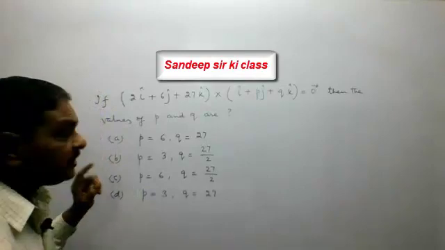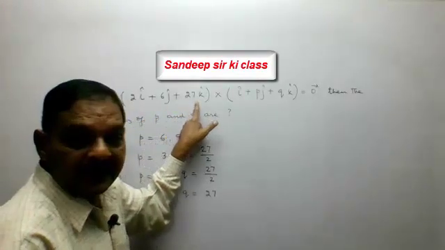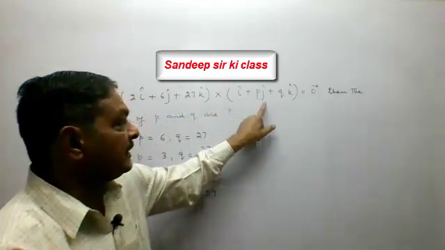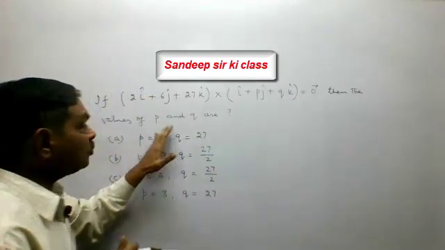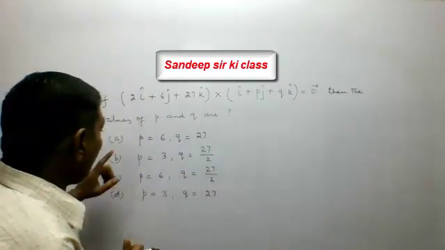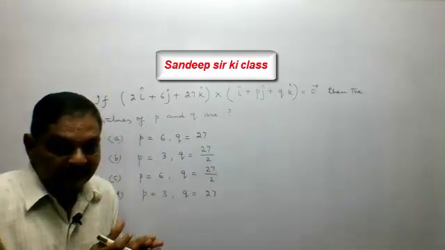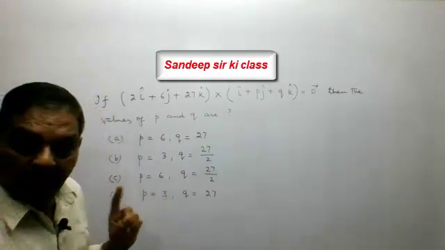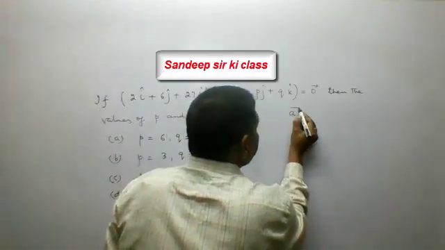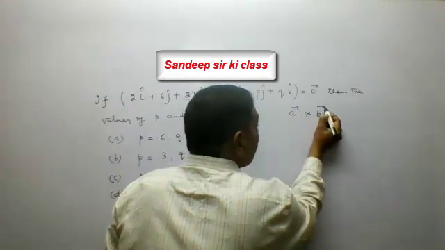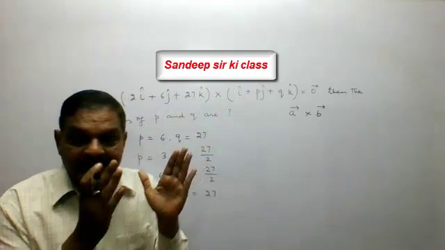So the question is, if (2i + 6j + 27k) cross (i + pj + qk) is equal to vector 0, then the values of p and q are. Four options are given in which values of p and q are given to us. Now we know that the cross product of a cross b, two vectors are there, a cross b is to be found out. Then how do we find out? We find out by taking the determinant.